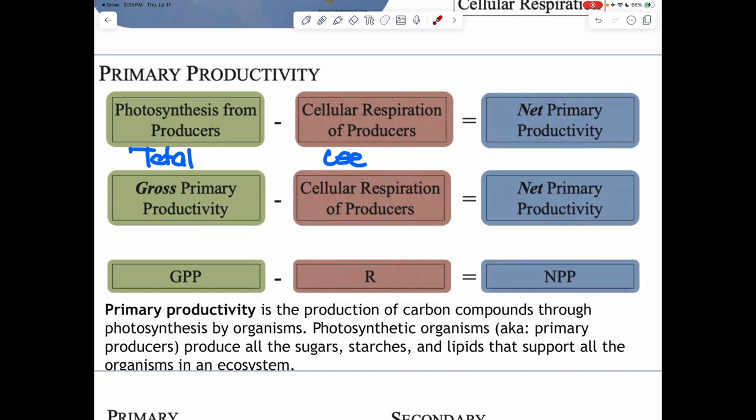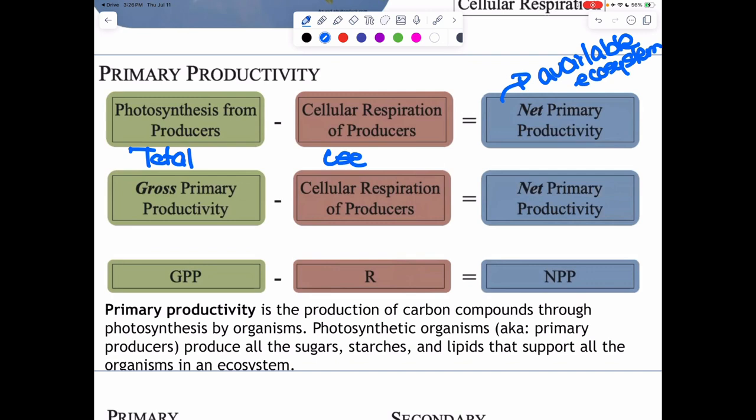When we subtract their cellular respiration from their GPP, we're going to get the NPP, which is our net primary productivity. This is after everything's done, how much energy is left over? How much energy have they produced after they've finished producing everything for themselves? So this here is the energy that then becomes available for the ecosystem.